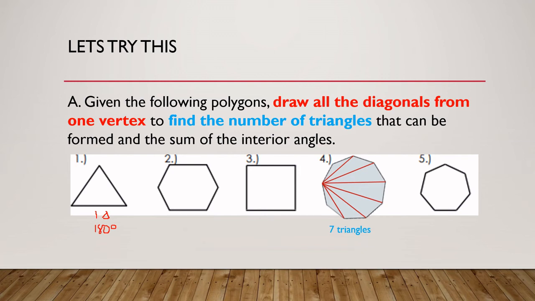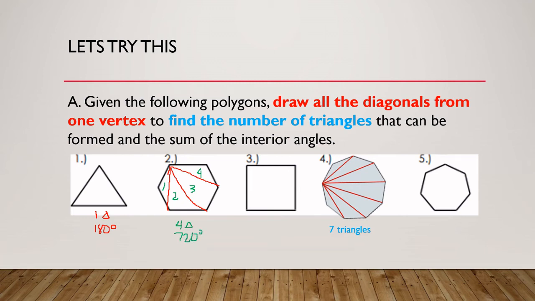How about in number 2? This is a hexagon. So if we draw diagonals from one vertex, how many triangles can we form? We have 1, 2, 3, 4. Okay? So there are 4 triangles. And what is the sum? So you just multiply 4 times 180 is equal to 720 degrees.